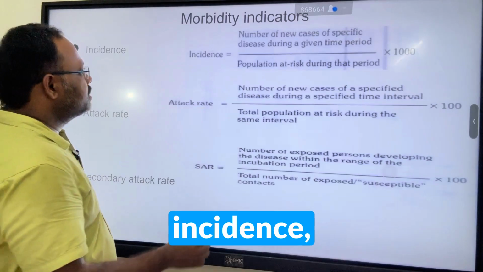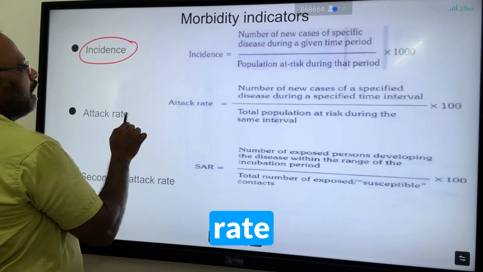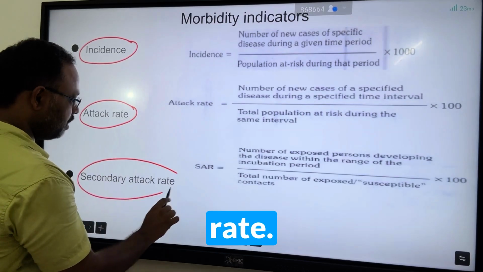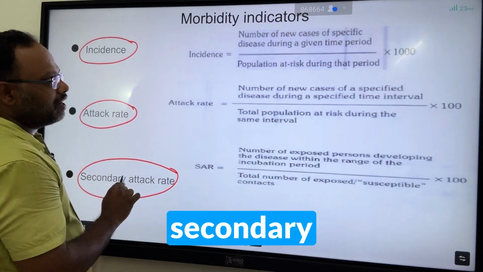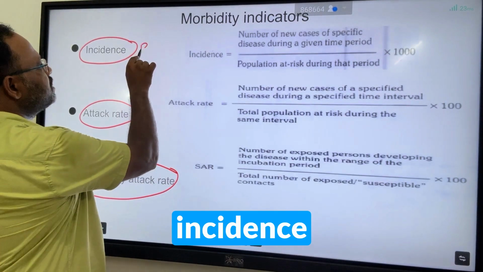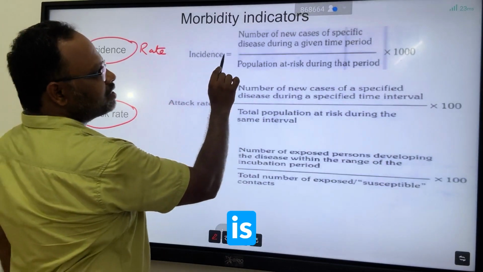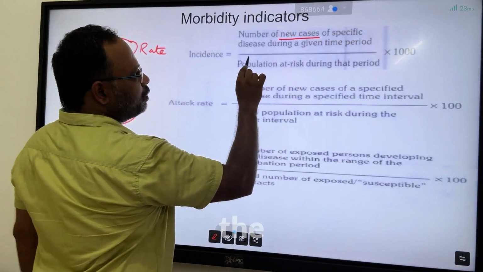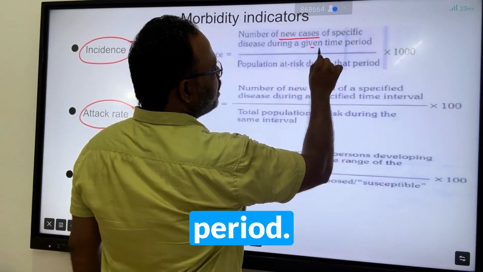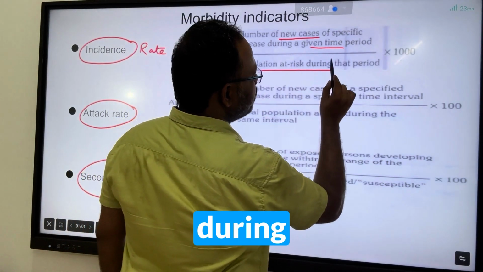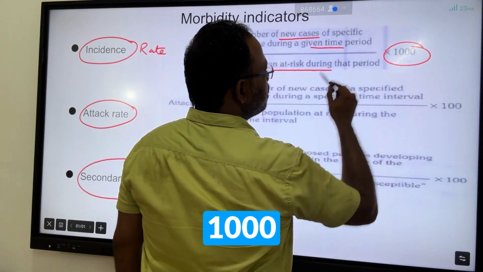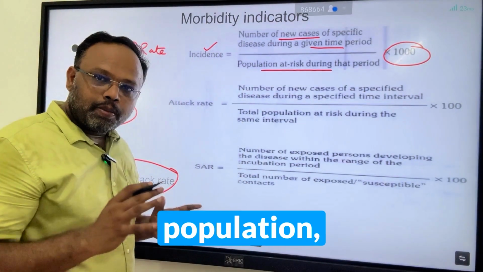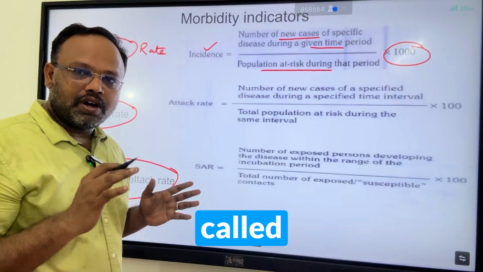Now, among the incidence, we have pure incidence rate, and there are specialized incidence rates called attack rate and secondary attack rate. Before we move on to the attack rate and secondary attack rate, we see what is incidence rate. Incidence rate is given by the formula: the number of new cases due to the disease in the particular time period divided by population at risk during that period into 1000 is the incidence of the disease. So out of the total population, how many new cases are occurring is called incidence rate.